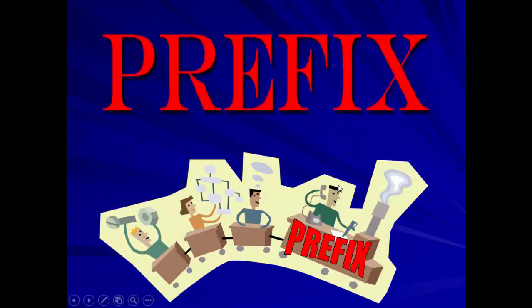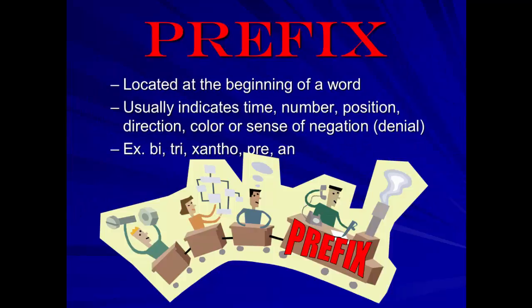A prefix, then, is located at the beginning of the word, so that's going to be the engine of the train. It's always going to be at the beginning. It usually indicates time, number, position, direction, color, or sense of negation and denial. In the examples bi, tri, xantho, pre, and an, we will learn what each one of these means. Bi means 2. We'll learn that tri means 3. Xantho means yellow. Pre means before, and an means not or without.